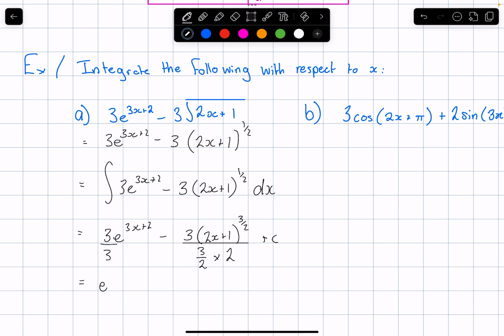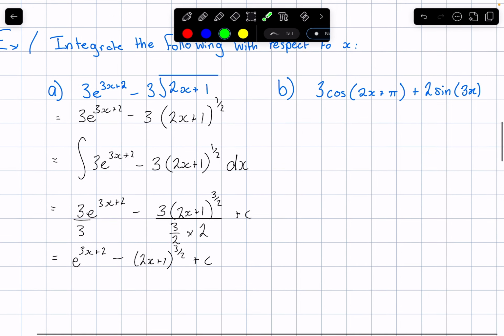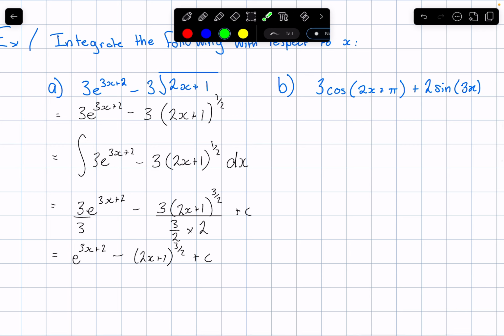So let's tidy it up a bit. e to the 3x plus 2 minus 2x plus 1 to the power of 3 over 2 plus c, because all of this stuff here cancels out nicely. So there we go. That's it for that one. Let's have a look now at b. Both of these are in the form we can integrate straight away. So let's throw them into our integral.